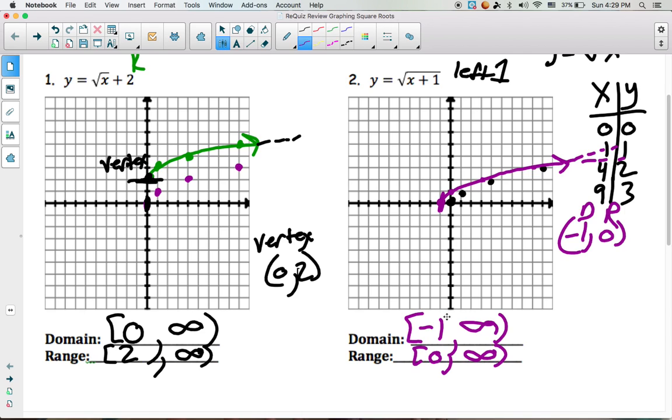And we put a bracket around -1 and 0 because we are equal. The graph is actually there. We can see it. It exists.